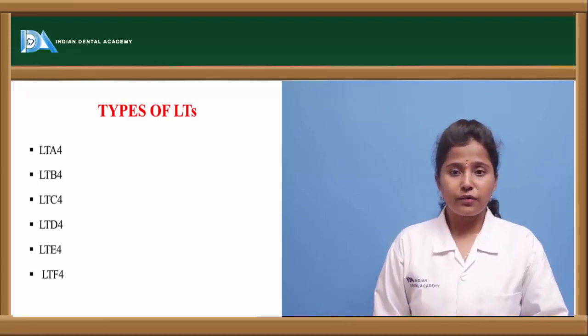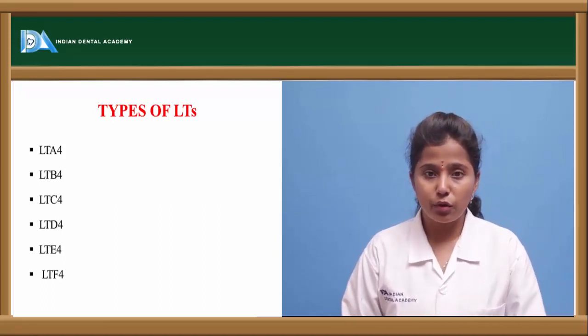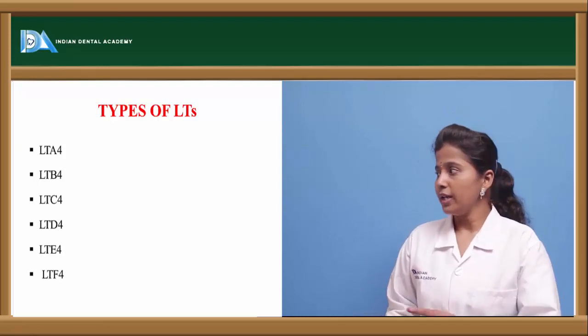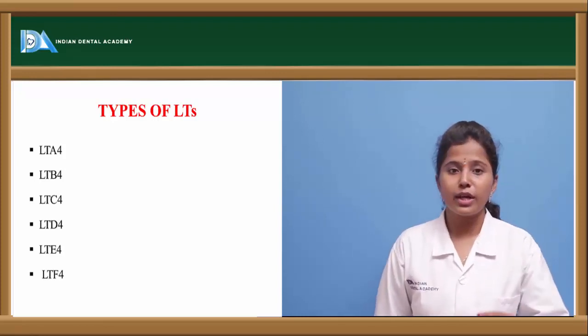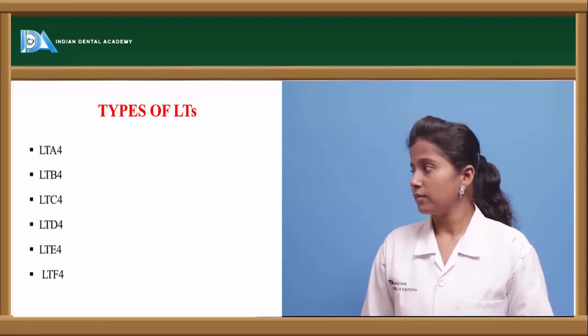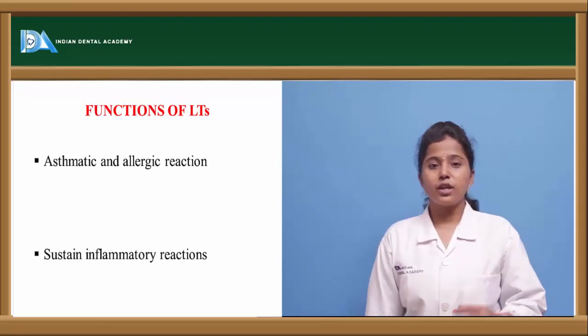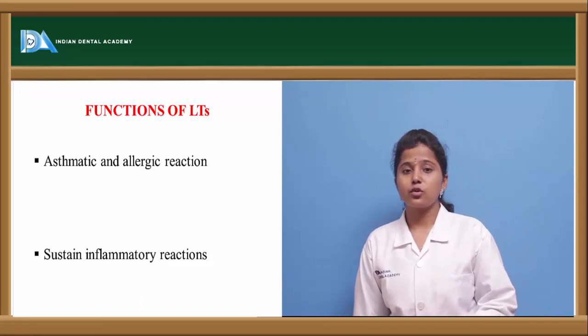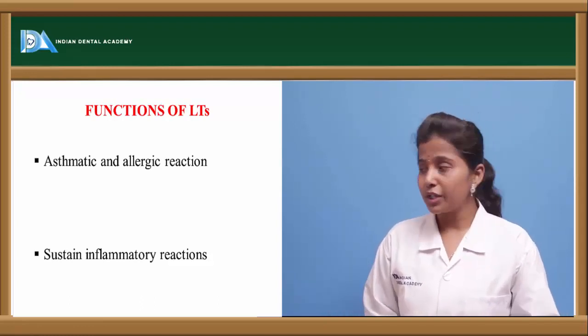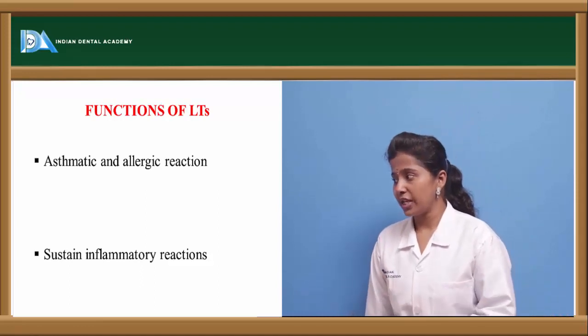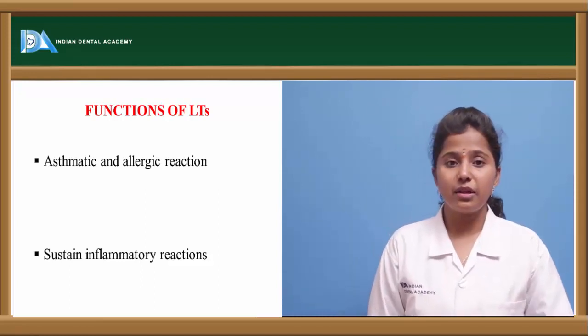Let us see the types of these leukotrienes. There are various types of leukotrienes present in the body, that is LTA4, B4, C4, D4, E4 and F4. What are the functions of these leukotrienes? These leukotrienes are mainly used in two types of functions. One is asthmatic and allergic reactions, and the other one is sustained inflammatory reactions.